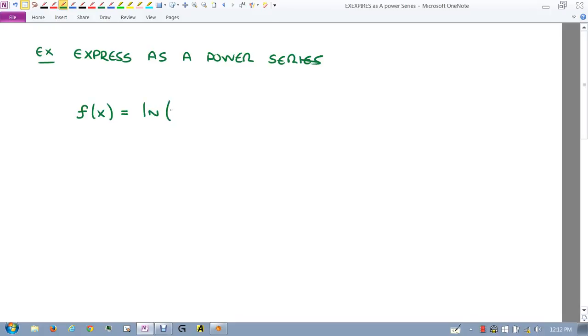Example. Express f of x equals natural log of x plus 5 as a power series.